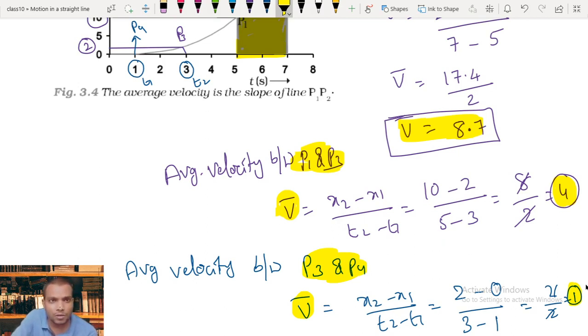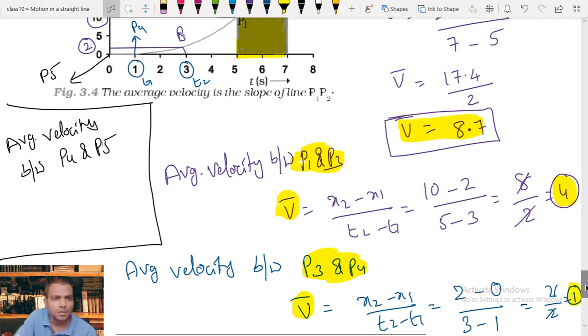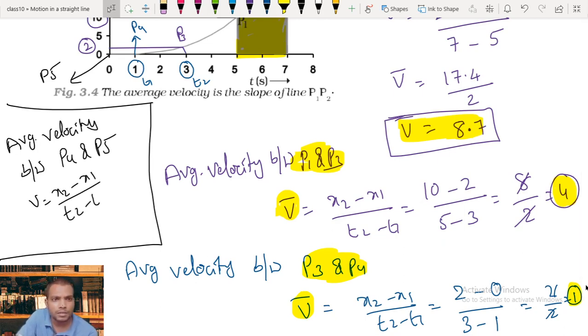Finally, what is the average velocity between 0 comma 1? If I can take one more point, here P5, try to calculate the average velocity between P4 and P5, the 2 points.